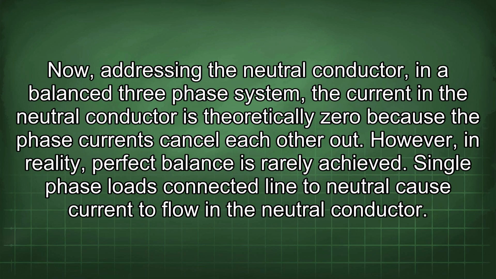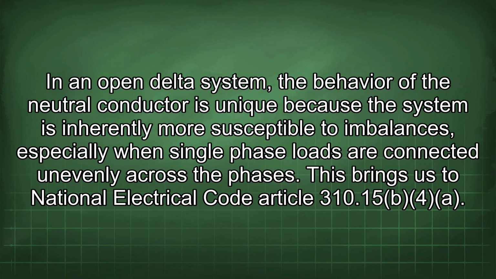Now, addressing the neutral conductor. In a balanced three-phase system, the current in the neutral conductor is theoretically zero because the phase currents cancel each other out. However, in reality, perfect balance is rarely achieved. Single-phase loads connected line to neutral cause current to flow in the neutral conductor. In an open delta system, the behavior of the neutral conductor is unique because the system is inherently more susceptible to imbalances, especially when single-phase loads are connected unevenly across the phases.